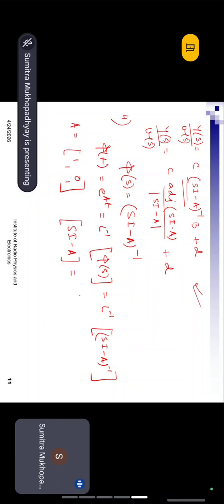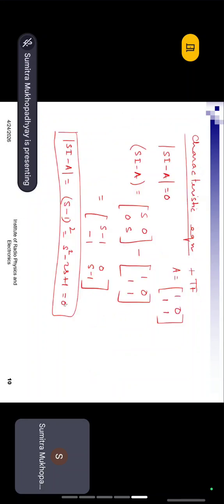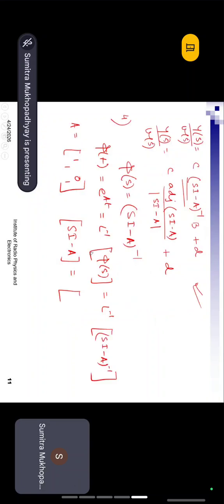What is sI minus A? This matrix. Please rewrite this one: S minus 1, 0, minus 1, S minus 1. This is your resolvent matrix, this is your sI minus A. So you have to find the inverse of this matrix.